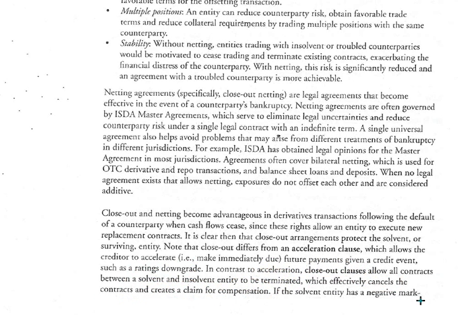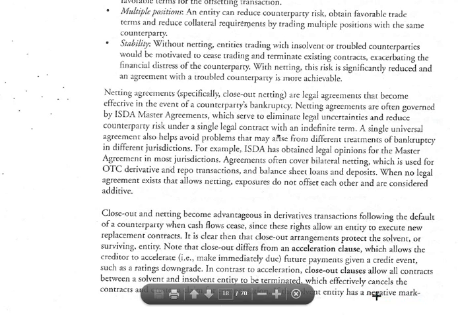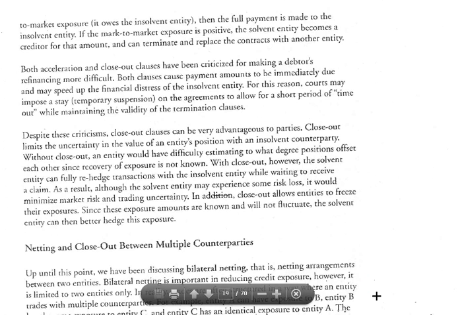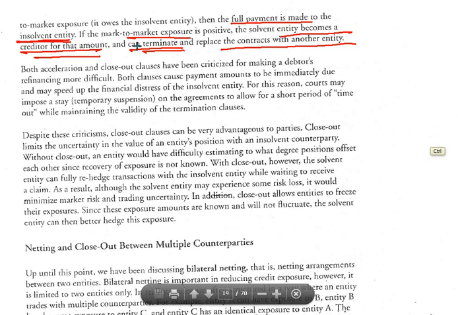Okay, they are saying that if the solvent entity has a negative mark to market exposure, then the full payment is made to the insolvent entity. If the mark to market is positive, then the solvent entity becomes a creditor for the amount and can terminate and replace the contracts with another entity. So please note that full payment is made to the insolvent entity if the exposure is negative, and if the mark to market exposure is positive, the solvent entity becomes a creditor for the amount.